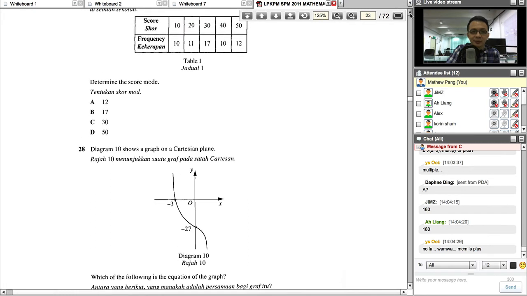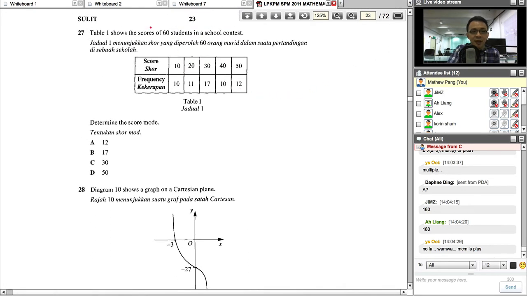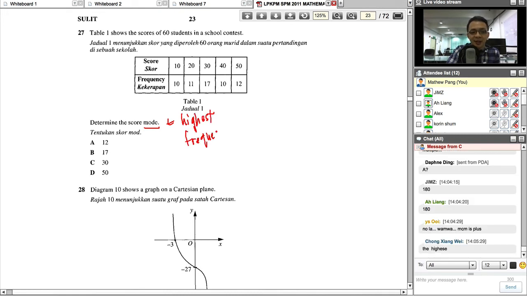27. Okay, over here he says 60 students in the school contest. Alright, this is the score they get. Find the mode score. When you see the mode, what does it mean? Mode means highest frequency, the highest value in frequency. So which one? 17 is the highest, right? But then they want score. They do not want frequency, so you do not write 17. What's the score for 17? It will be 30. Answer will be C.